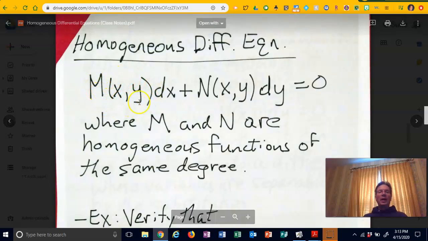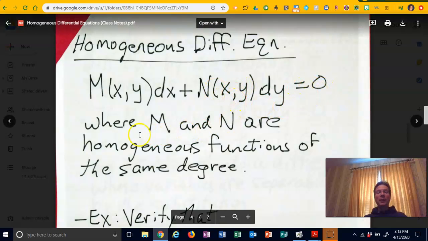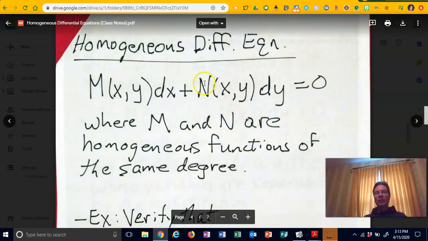In front of the dx, we have some function of x and y, which we call M of x, y. And then in front of the dy term, we have N of x and y. It's also a function of x and y. And this is all equal to 0. So M and N are homogeneous functions of the same degree. So if this M of x, y is of degree 2, this one's of degree 2. You know, they have to match up.